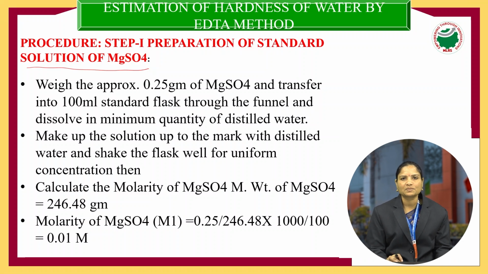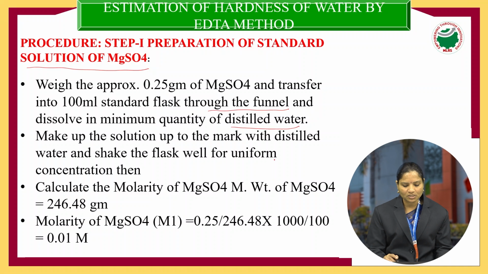Preparation of MgSO4 solution. Weigh about 0.25 grams of magnesium sulfate, and then transfer it into a 100 ml standard flask through the funnel, and add distilled water. Dissolve the solution up to the standard mark of the standard flask. So make it into a 100 ml MgSO4 solution.